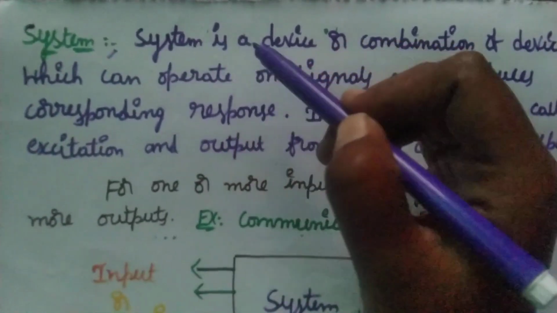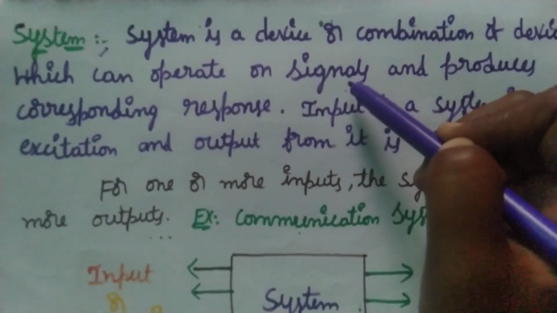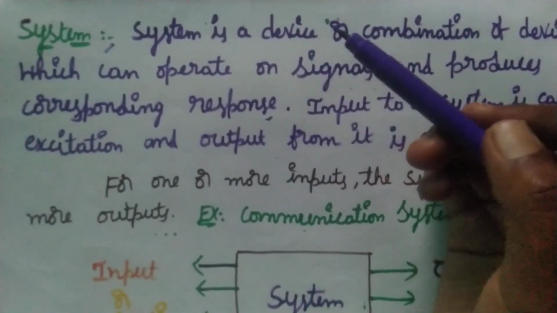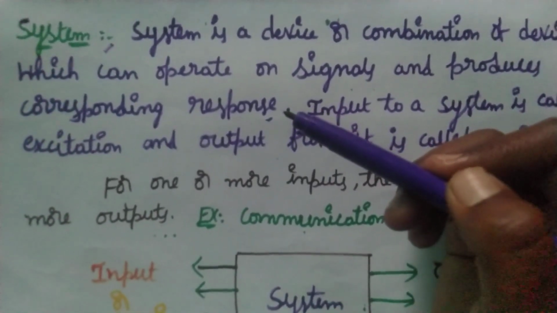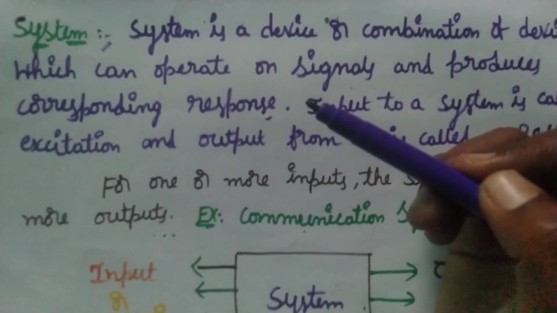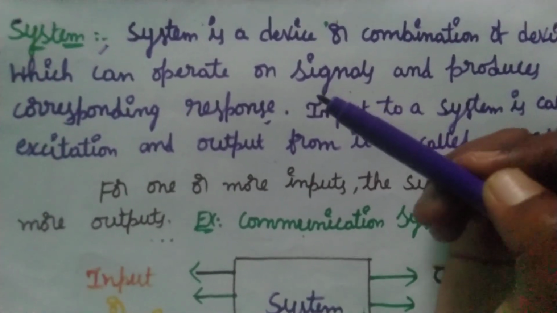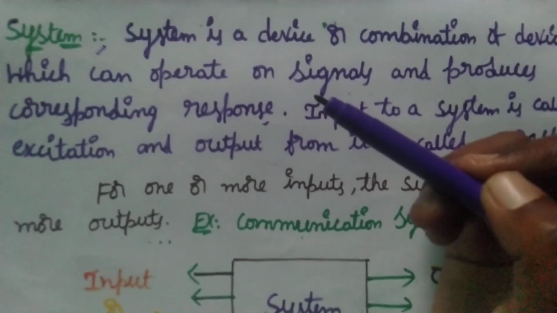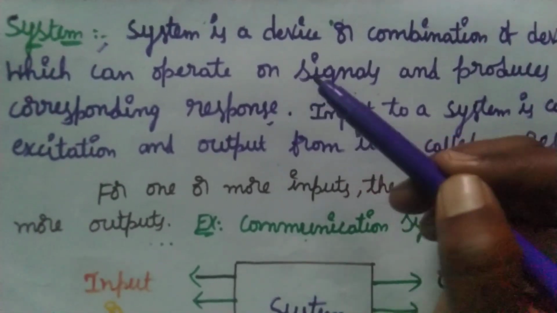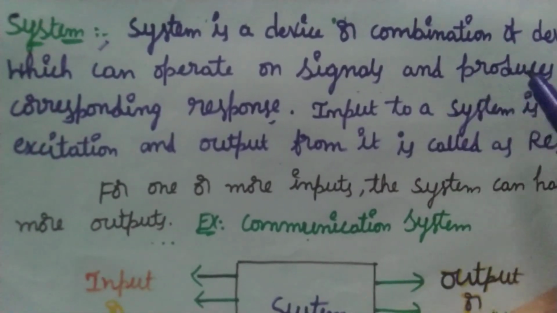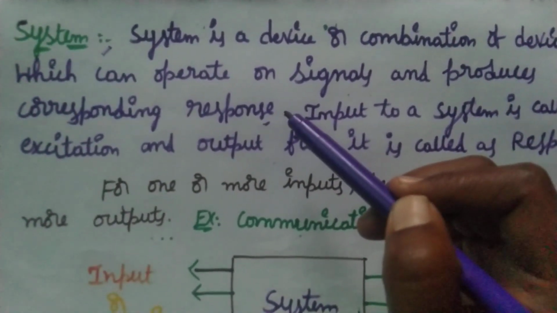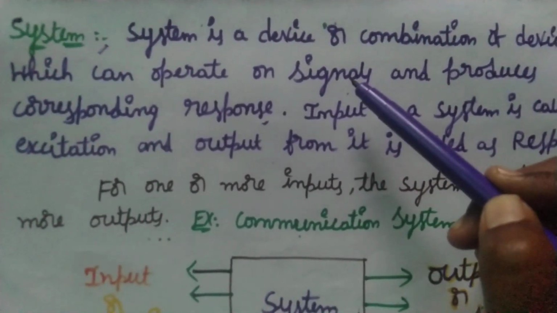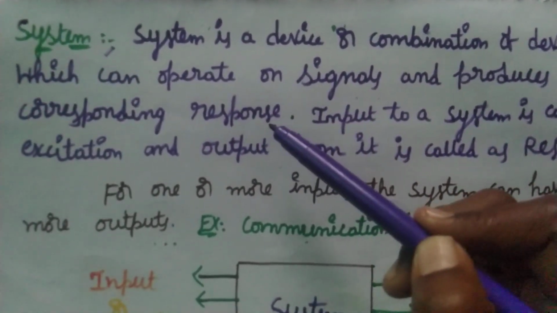A system is a device or combination of devices which can operate on signals and produces a corresponding response. Here we learnt the signal definition: a signal is a function of time, and also a function of independent variables. So a system operates on signals. The input is a signal, and the system produces the corresponding response.